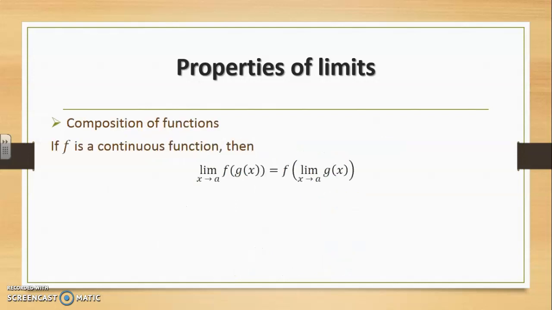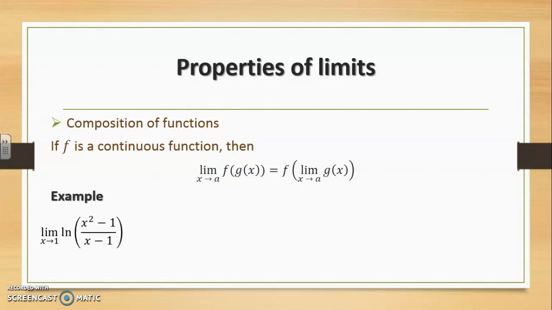Finally, it's a property of composition of functions. So if f is a continuous function, then the limit as x goes towards a of f of g of x can be replaced by f calculated at the limit as x goes towards a of g of x. In other words, you can evaluate the limit on the inner function and apply function f to the outcome of that limit afterwards. This is only true if f is continuous.